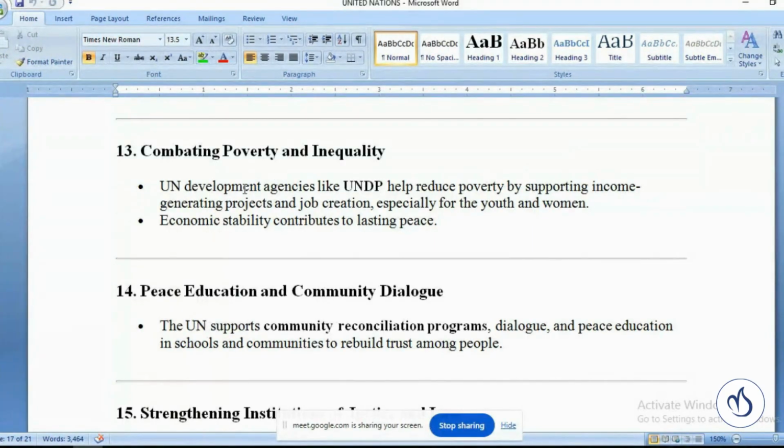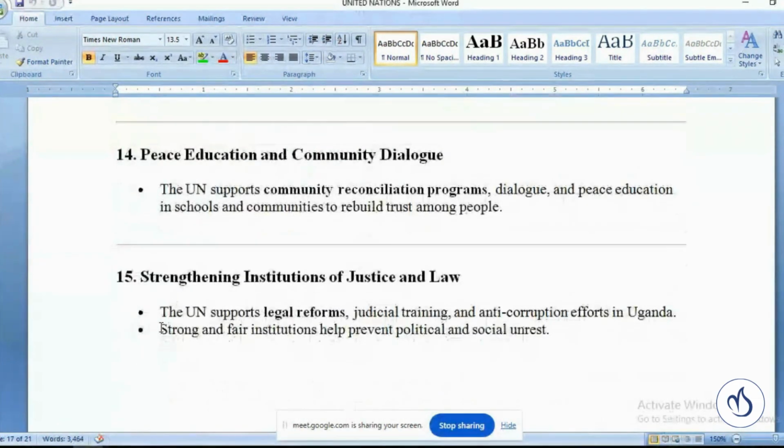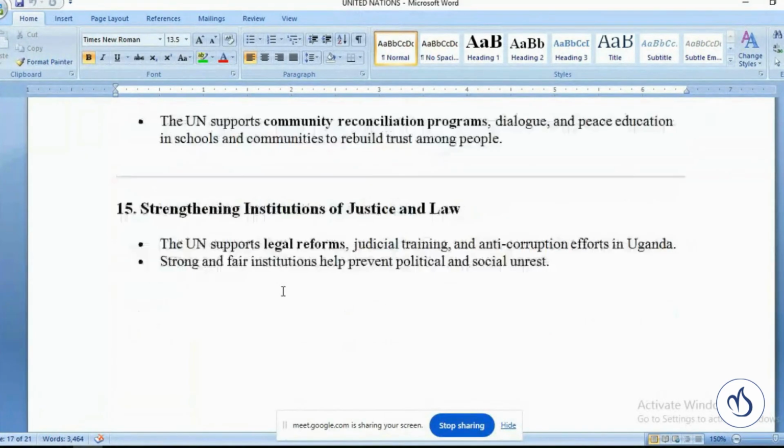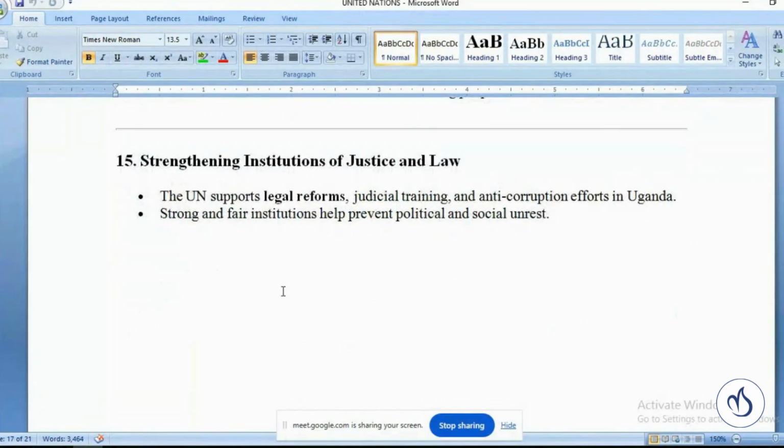Another thing is peace education and community dialogue. The UN supports community reconciliation programs, dialogue, and peace education in schools and communities to rebuild trust among people. And another one, let me try to be speedy, strengthening institutions for justice and the rule of law.